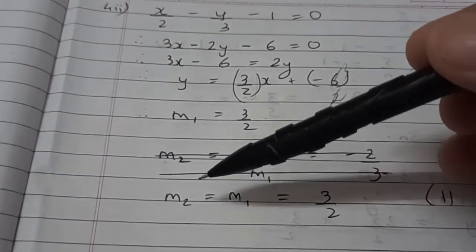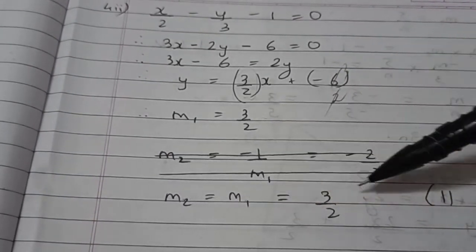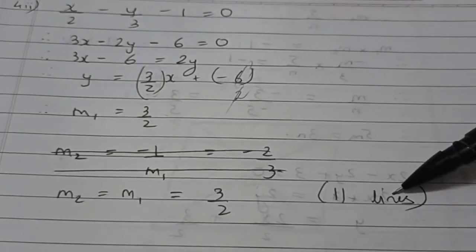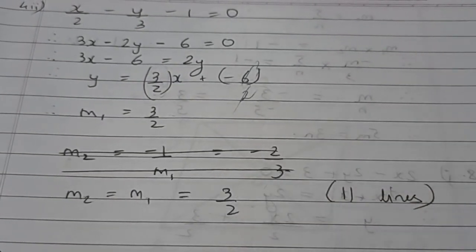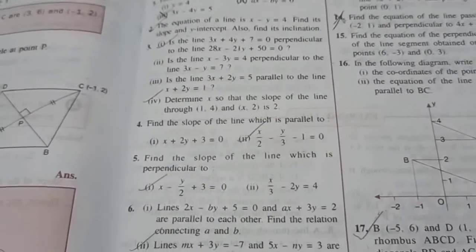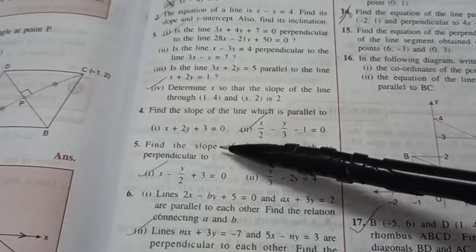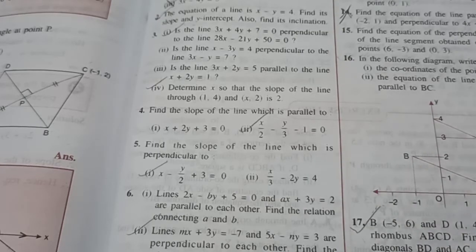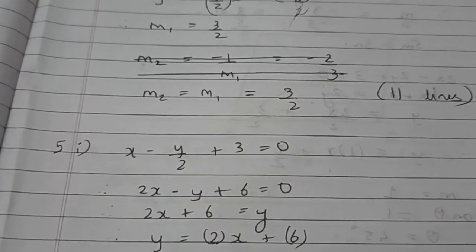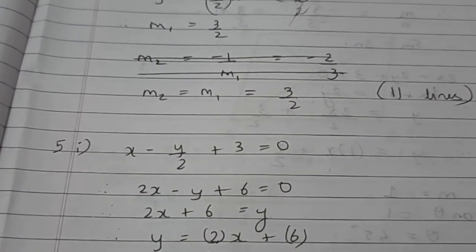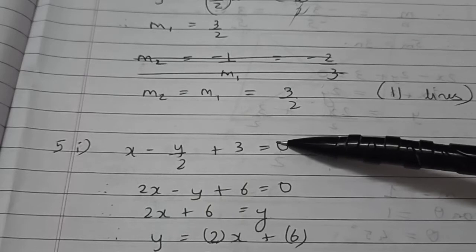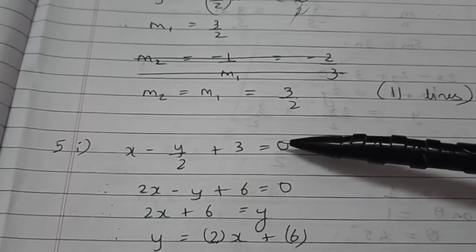So the slope of the other line will also be same, because parallel lines have the same slope. Next, 5.1. Find the slope of the line which is perpendicular to this. So first let's find the slope of that line, and we know that the slope of the line perpendicular to this will be a negative reciprocal of this.